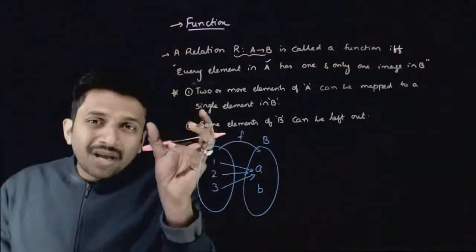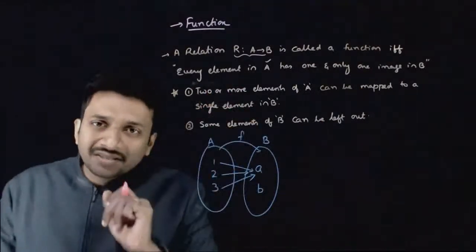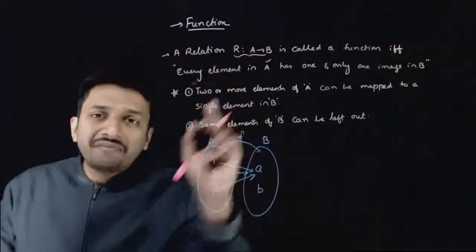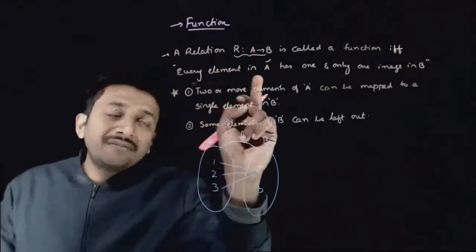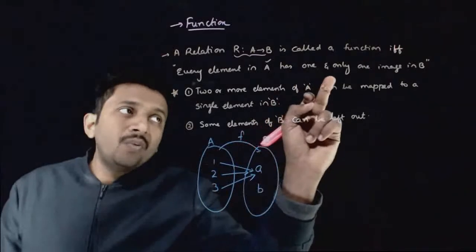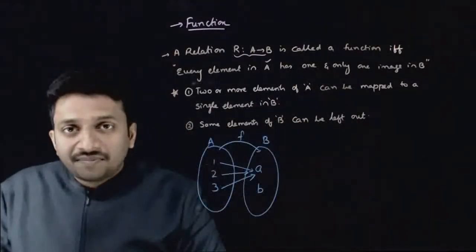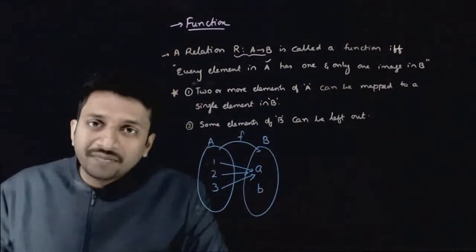So I can combine those two conditions in a single sentence. A relation is called a function if every element in the first set has one and only one image in the second set. So this is the definition of function.